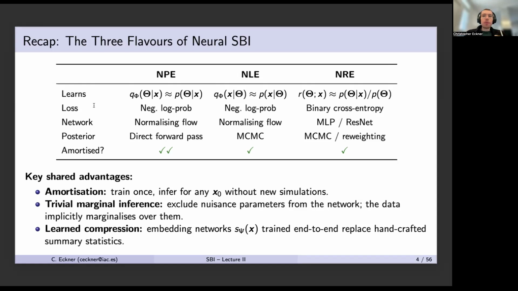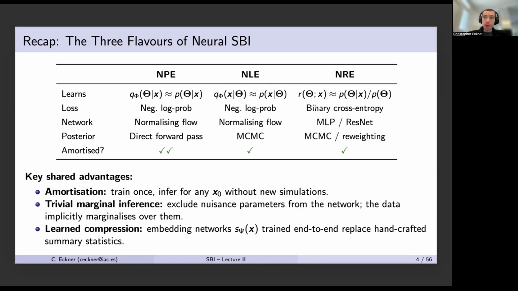We have seen that you use different loss functions to do so, typically a negative log probability loss for neural posterior and neural likelihood estimation, while neural ratio estimation can be recast into a binary classification problem, so that there you would train on a binary cross entropy between two classes of different instances or different classes of simulations.